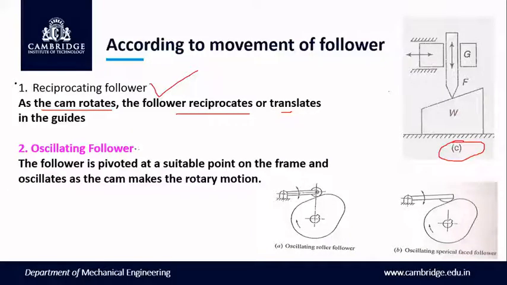Then the oscillating follower, where the follower is pivoted at a suitable point. See here we have pivoted. The follower is pivoted at this point. So when the cam rotates in this direction, the follower oscillates. So the rotary motion of the cam is converted into oscillating motion of the follower.